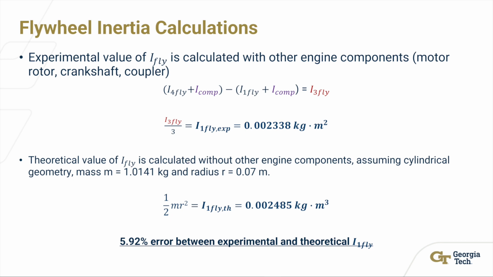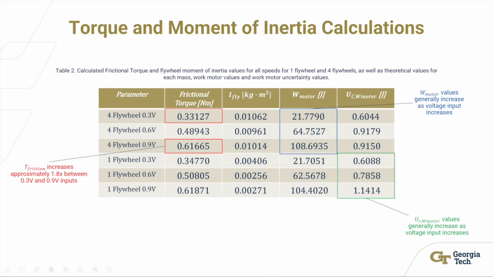When compared to the theoretical I-fly value, there is a 5.92% error. This table displays the frictional torque, I-fly, motor work, and uncertainty values for 1 and 4 flywheels at varying speeds and voltages. The T friction value at 0.9 volts, the high-speed case, for both 1 and 4 flywheels are approximately scaled 1.8 times the values at 0.3 volts, the low-speed case.